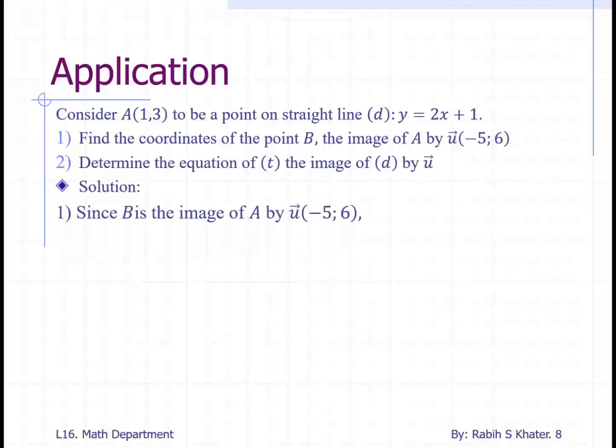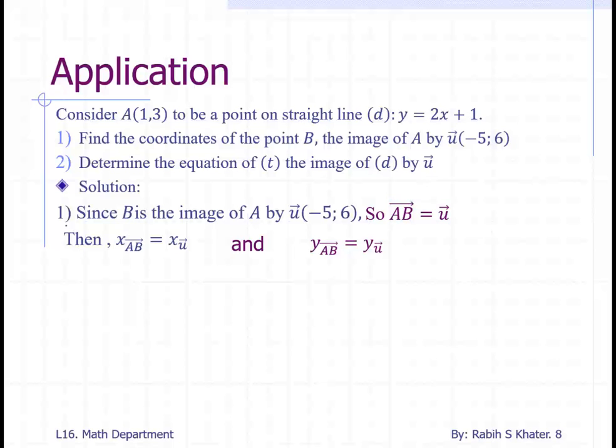Okay, guys, try to read the question again, please. Find the coordinates of B, the image of A by vector u. So since B is the image of A by vector u, we can say that vector AB and vector u are equal. What does it mean for two vectors to be equal? It means they have the same abscissa and the same ordinate. Okay, now did you manage to find the coordinates of point B?